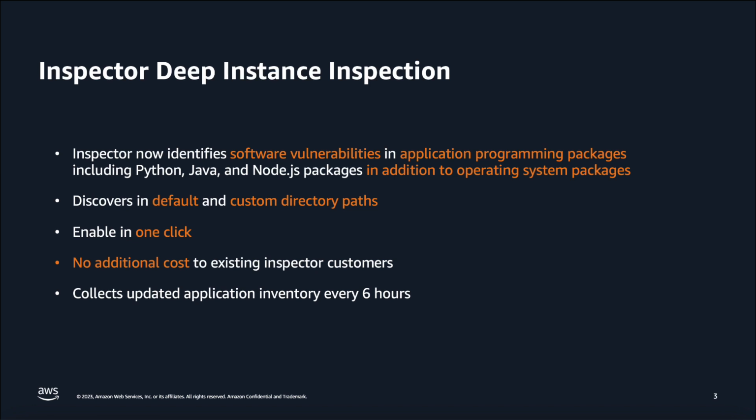This feature is activated by default for all new customers, and existing customers can activate this feature across their organization with a single click in the console. Deep inspection of EC2 instances is offered at no additional cost to existing Inspector customers. Lastly, Inspector performs deep inspection scans using data collected from an Amazon Inspector SSM plugin, and the service collects updated application inventory from instances for deep inspection every 6 hours.